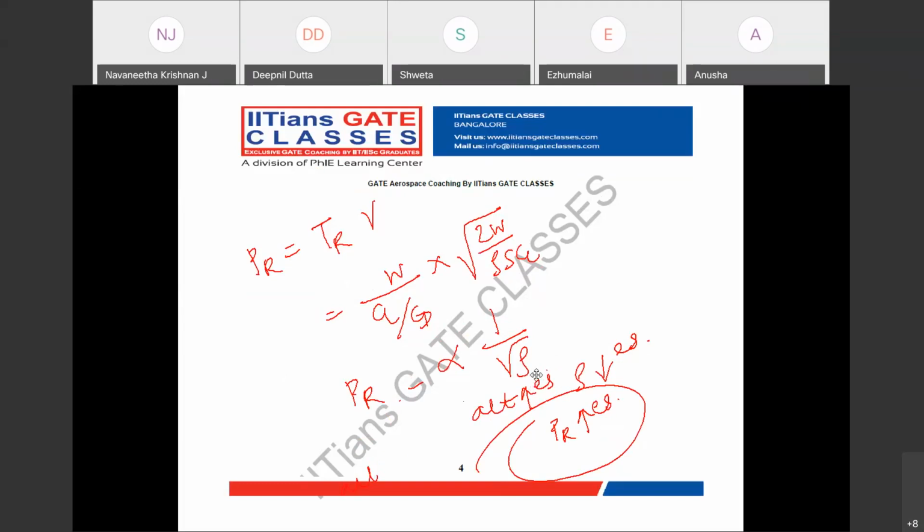So that means at a higher altitude, you require more power from the engine in order to move forward. If you have lesser power, what happens? You cannot move forward at a higher altitude.